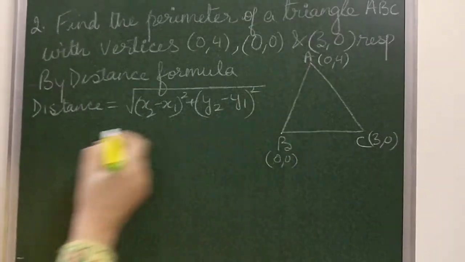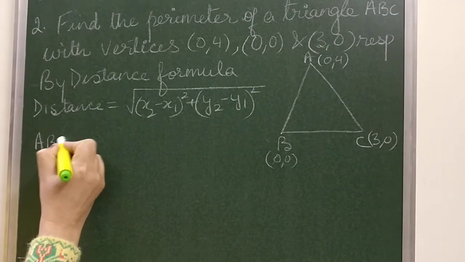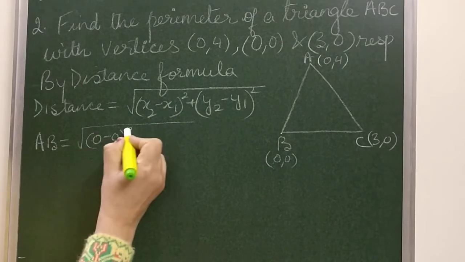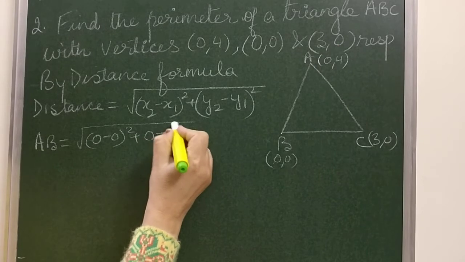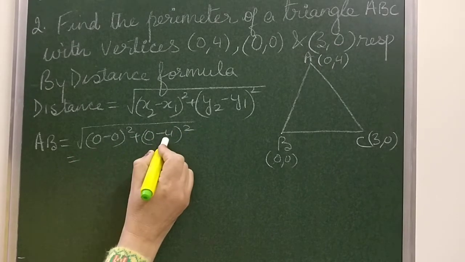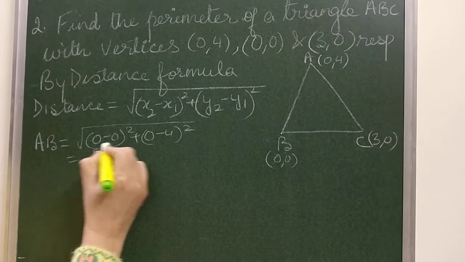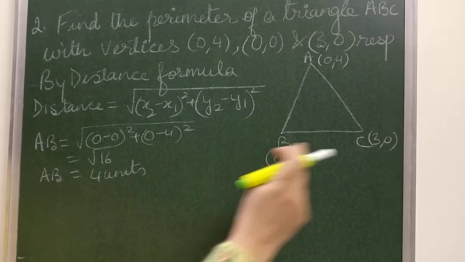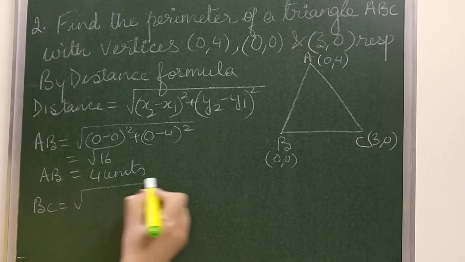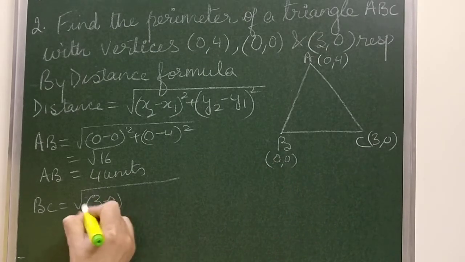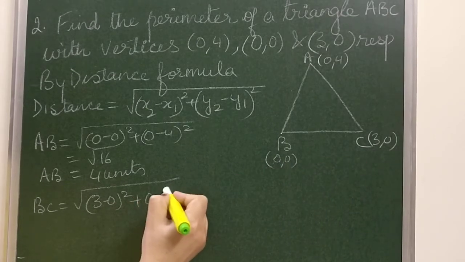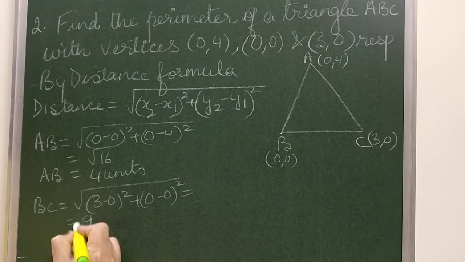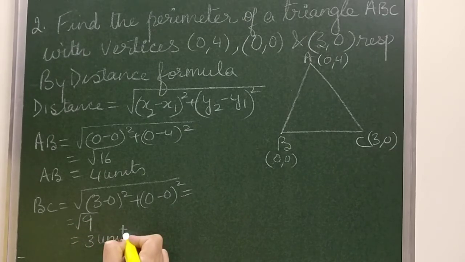Okay. So now distance AB equals the square root of (0 minus 0) the whole square plus (0 minus 4) the whole square. That means 0 minus 4 squared is going to become 16. Root 16 is equal to 4 units. Next, let's find out the distance BC. BC equals the root of (3 minus 0) the whole square plus (0 minus 0) the whole square. So here it is 0. So 3 squared is 9, root of 9 equals 3 units. So we got BC also.